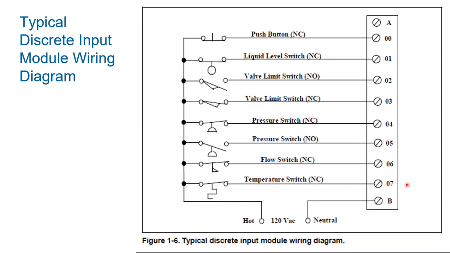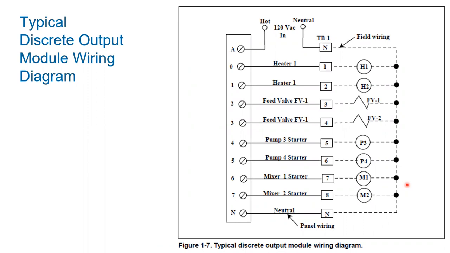The output card works in the opposite way, where we're going to write either a 1 or a 0 to the output card. And in turn, it's going to convert that to whatever the voltage is. So in this case, it's a 120 volt AC card. So when I write a 1 to this output, it will turn on and pass 120 volt AC out of the card, and therefore will energize this device, which is a 120 volt AC relay coil.